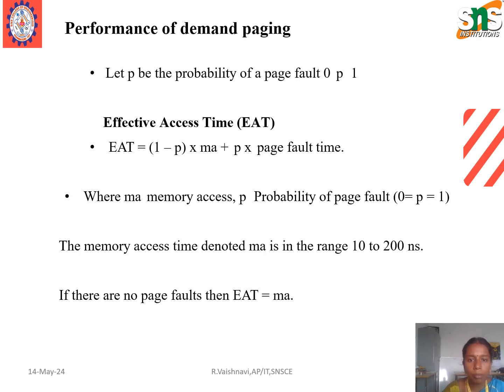Next one, performance of demand paging. Let p be the probability of a page fault, 0 ≤ p ≤ 1. Effective access time, EAT, is equal to (1 − p) × MA + p × page fault time, where MA is the memory access time and p is the probability of page fault. The memory access time, denoted MA, is in the range of 10 to 200 ns.